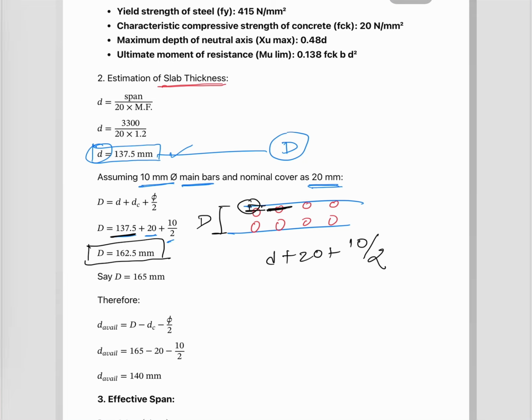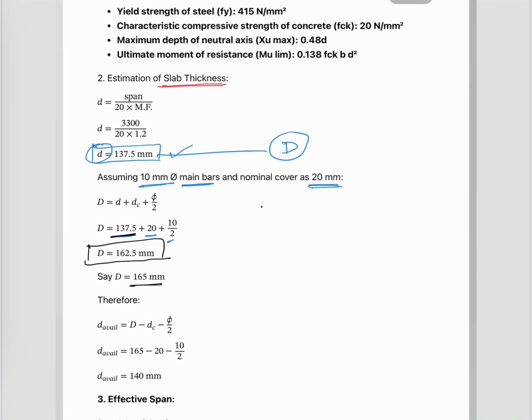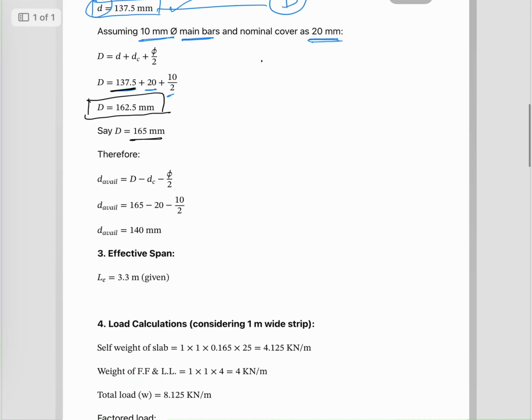So let's assume that 162.5 becomes 165. So the overall slab thickness will become 165. Okay, so that will be the total depth. Now let's understand, this is the total D that comes into the picture. Now what would be the available effective depth?